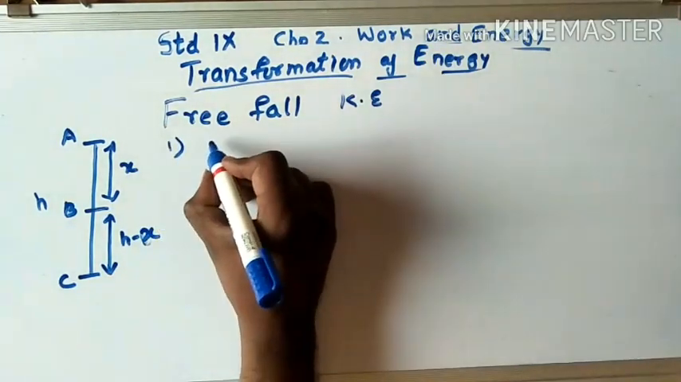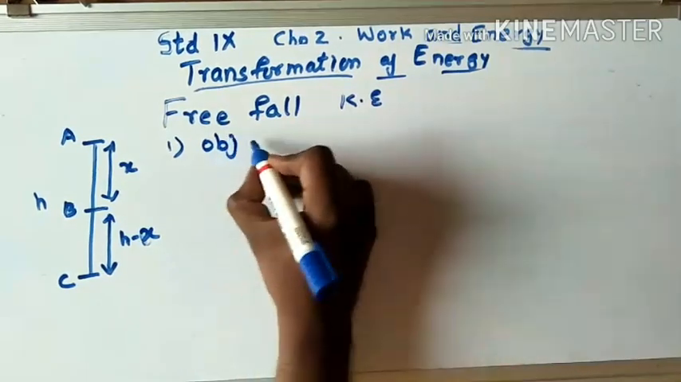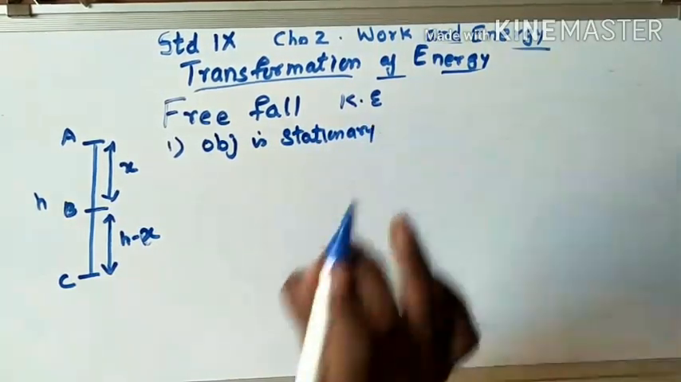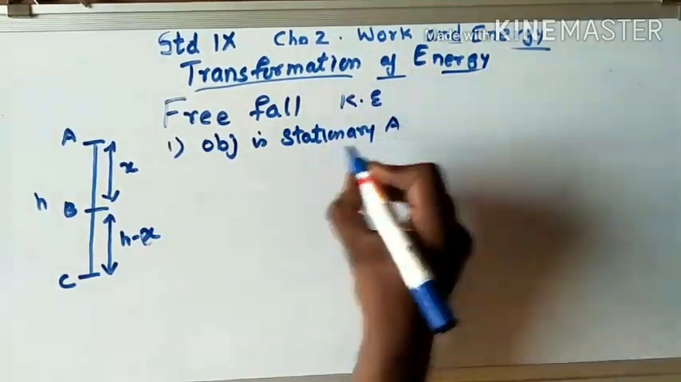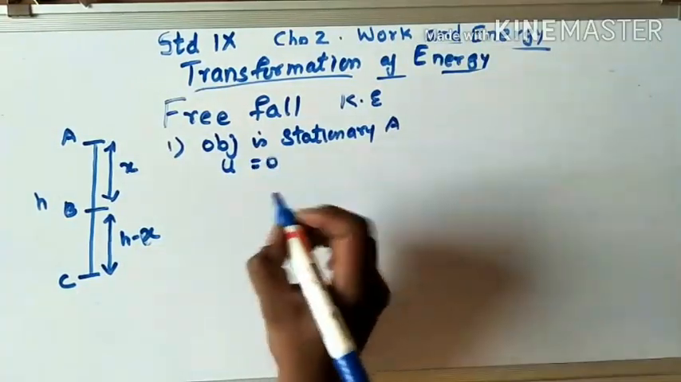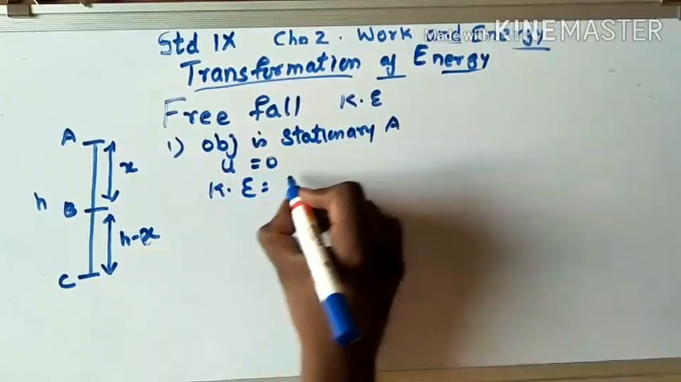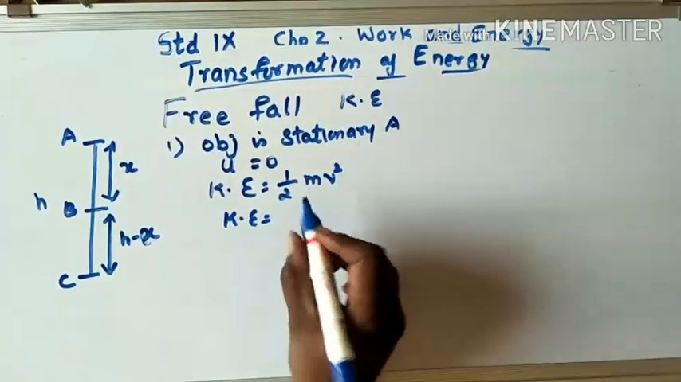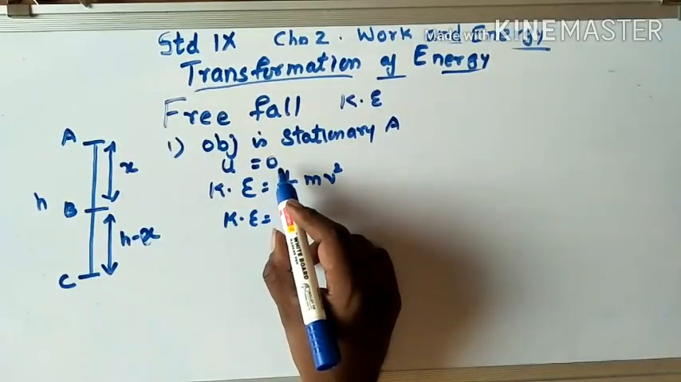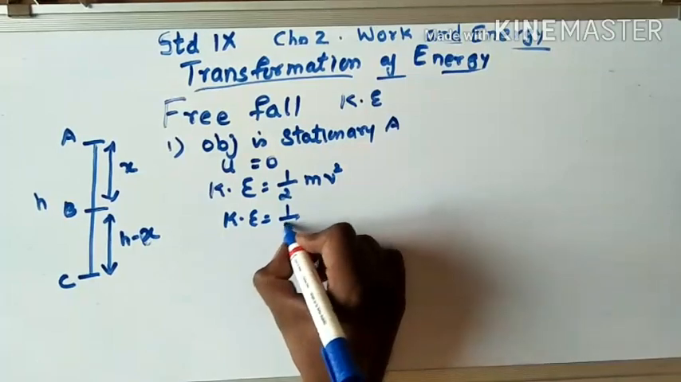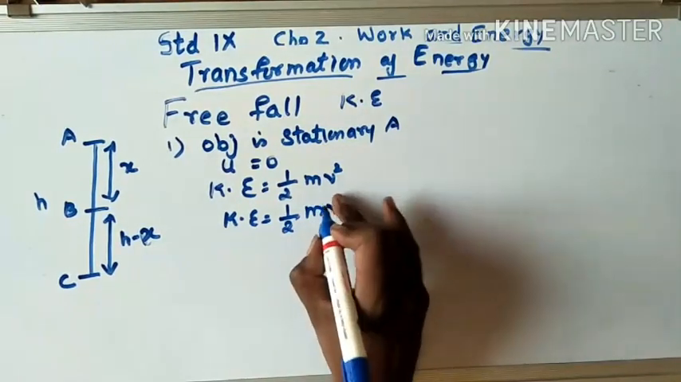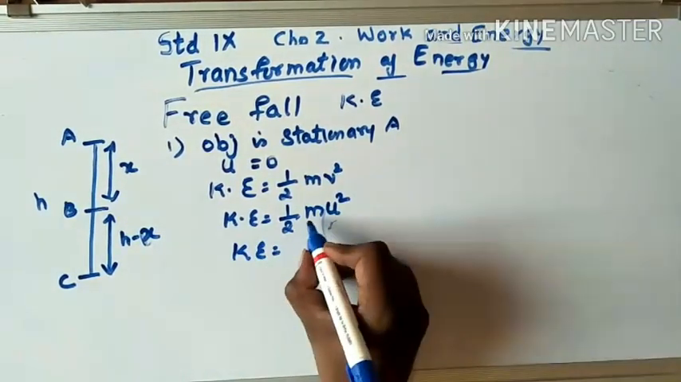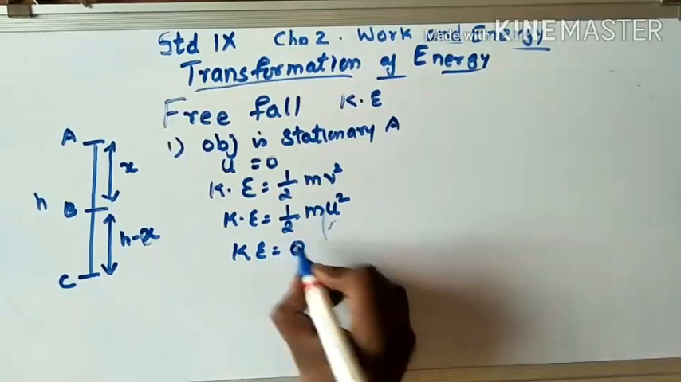First one, when the object is stationary at A. What do you mean by stationary? It is in one place at A. Here the initial velocity u is 0. Now kinetic energy is equal to what? Half mv square. Here u is already 0, so kinetic energy is equal to half into mass into 0. Kinetic energy here is 0.